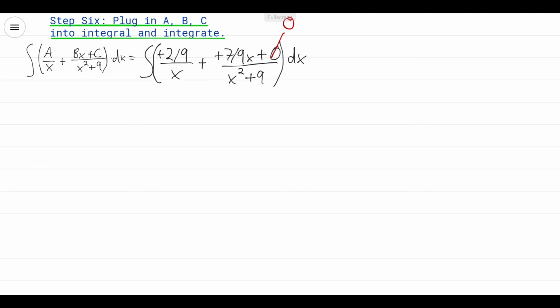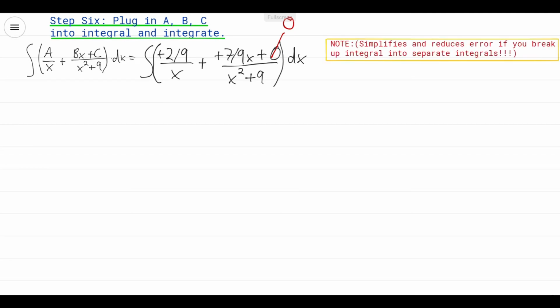A quick note I want to make before we start integrating is that it simplifies and reduces your error if you break this up into separate integrals before you integrate. That way you do not mess up, especially with partial fractions. It's very handy to do that. So that's what I'm going to do. So the first integral is 2 over 9, the integral of 1 over x times dx.